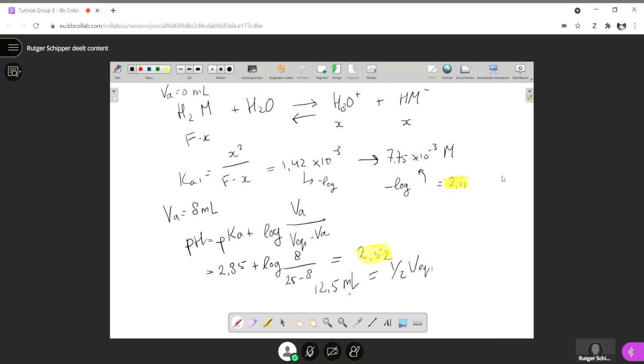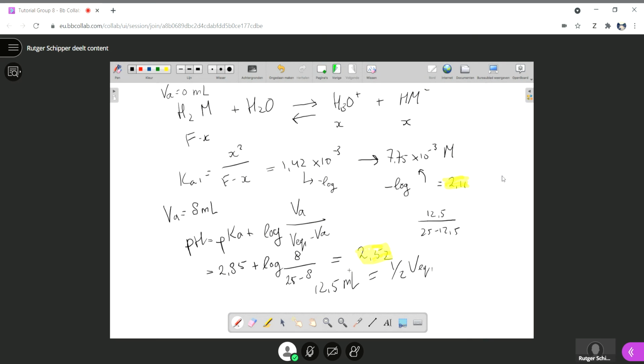And the reason for this is when you fill in the 12.5 into the equation, I will quickly do it for you guys. So added volume is 12.5 divided by 25 minus 12.5. You will be dividing 12.5 by 12.5, and the log value of 1 is 0. So the pH plus 0 is obviously the pKa. So that's how you can easily know if the half of the equivalence point has been reached, that the pH is equal to the pKa, right?